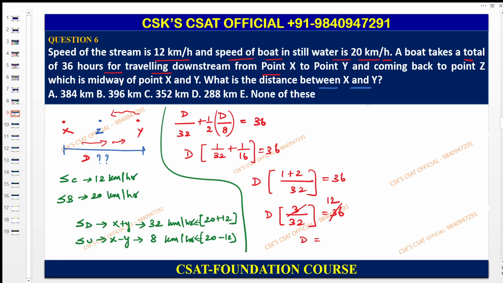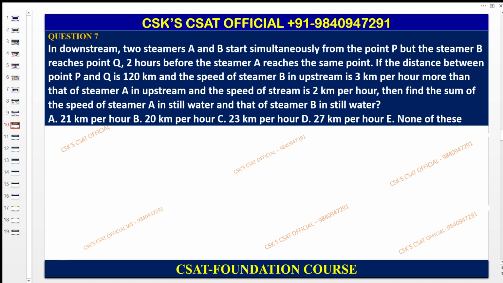You can take the LCM as 32. So here 1 time here, 2 times here, which is equal to 36. Now d is equal to 3 by 32, which is equal to 36. You can cancel this one. This is 12. So d is equal to 12 into 32. So 12 into 32 becomes 384 kilometers. So that required distance is equal to 384 kilometers.